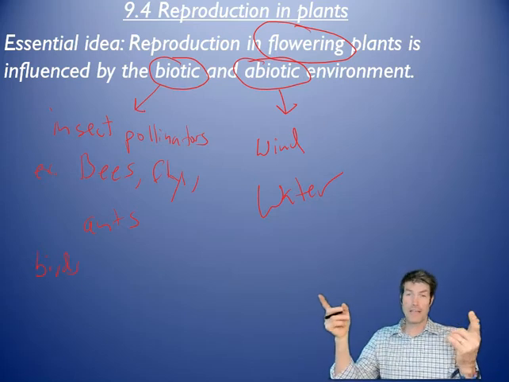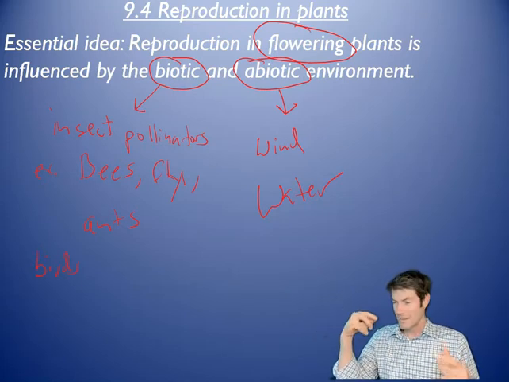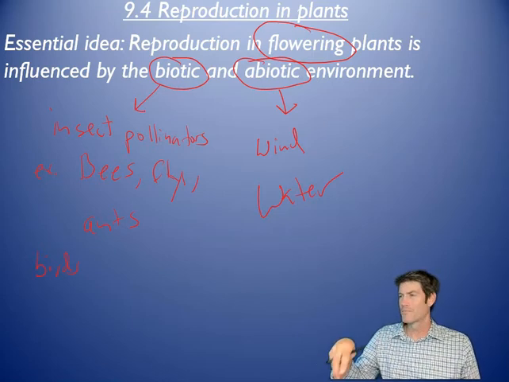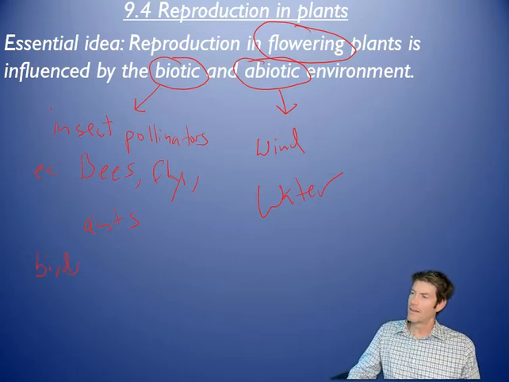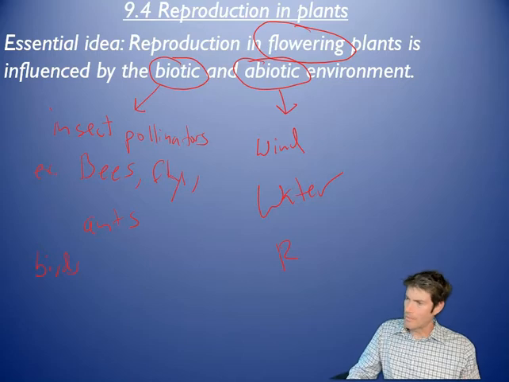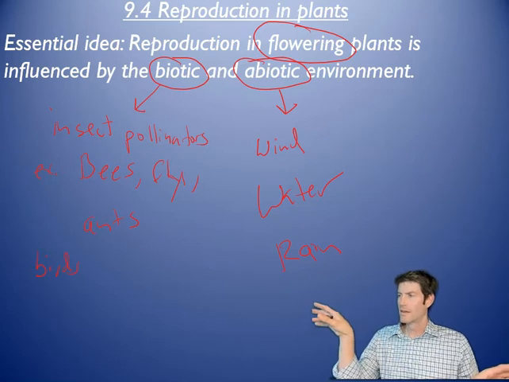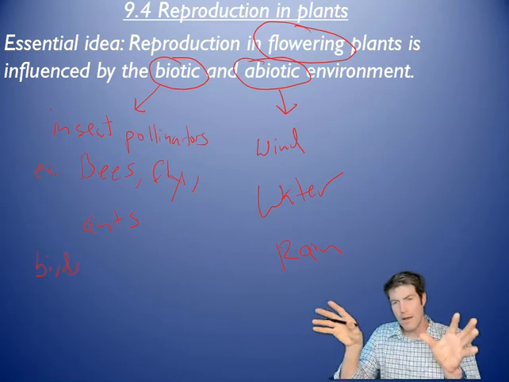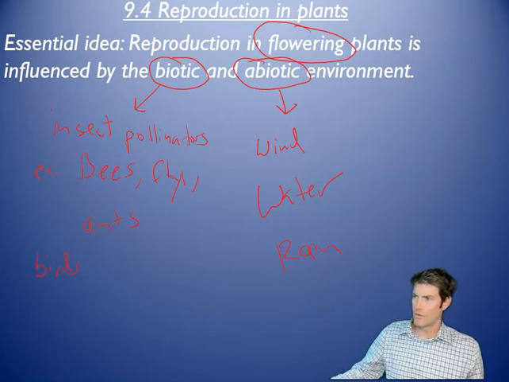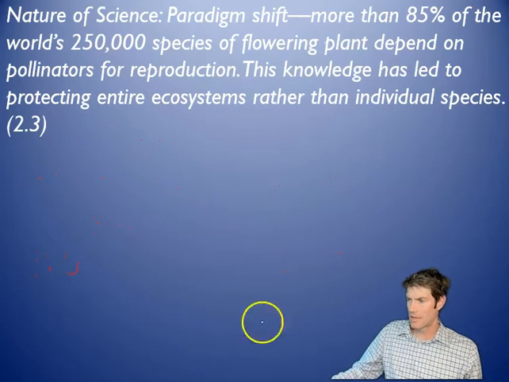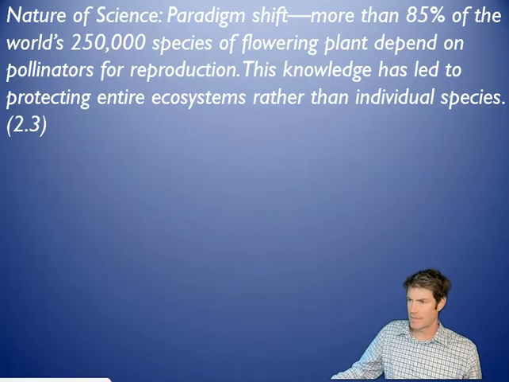My favorite example of that is the coconut, right? Coconut gets washed in the ocean, can go thousands of miles away, and then start growing there. So as a part of water, think of rain as well. The rain sprinkling down, moving. So these are abiotic things in the environment that also have a big impact on reproduction and the flowering of plants.